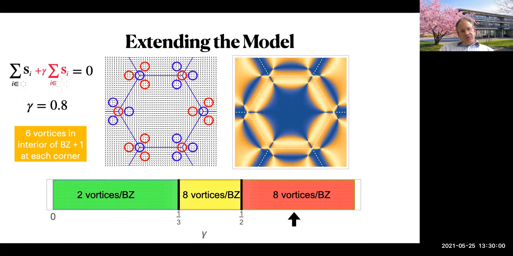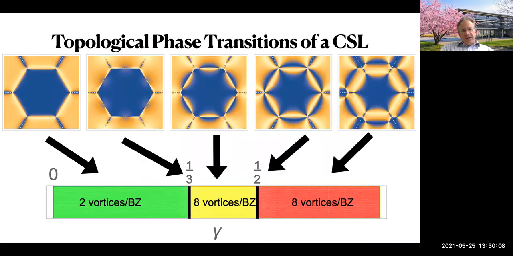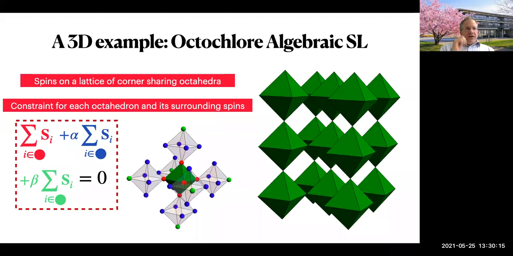So here's an example where we've explicitly given a prescription for how to change the constraints and how to go between different types of classical spin liquids. And here is a sort of phase diagram as a function of gamma, showing what kind of situations you can encounter. You can do the same thing in 3D. It's pretty much the same story.